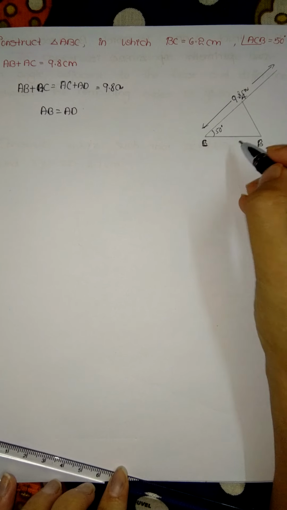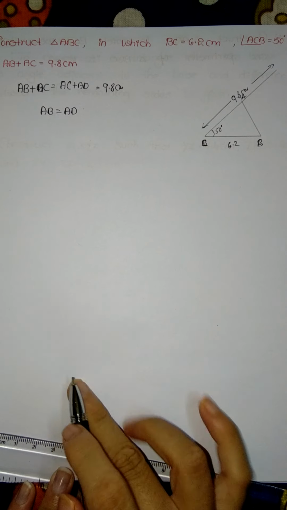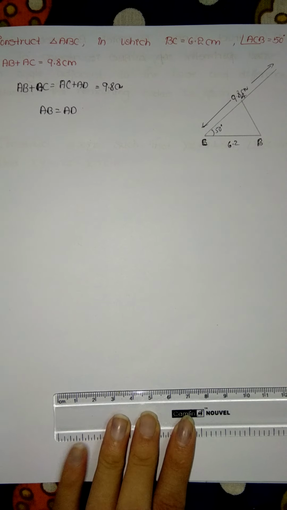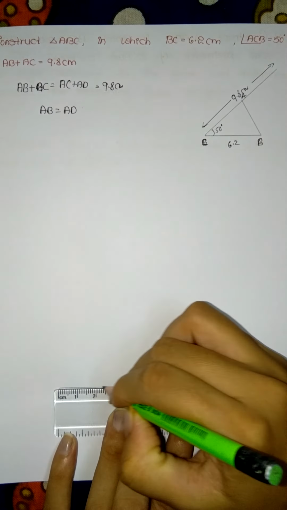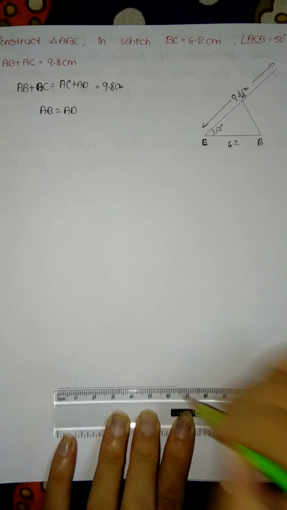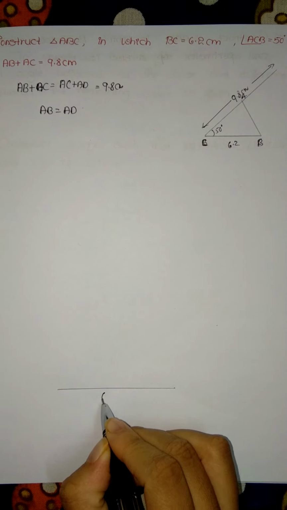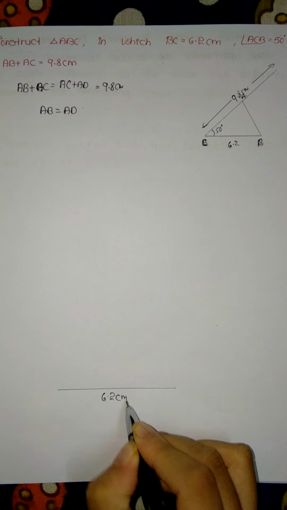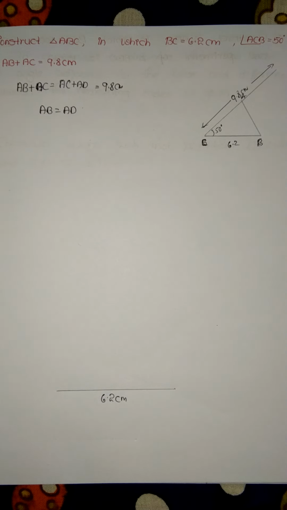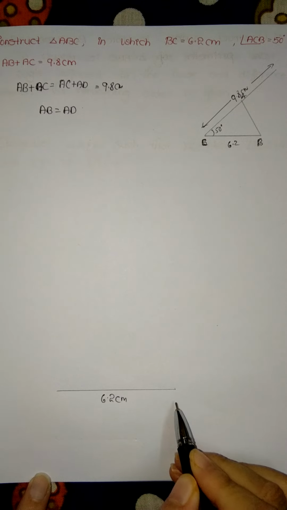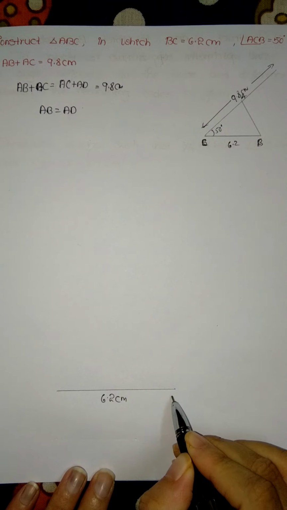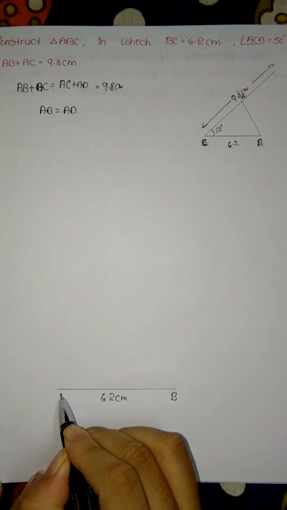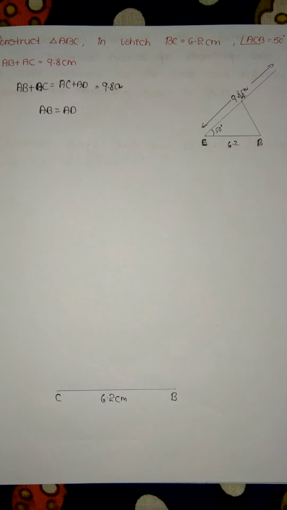So here first take this centimeter, that is BC 6.2 centimeter. You can take BC like this or BC like this. So I am taking here B and here C. You can take it the other way around also.